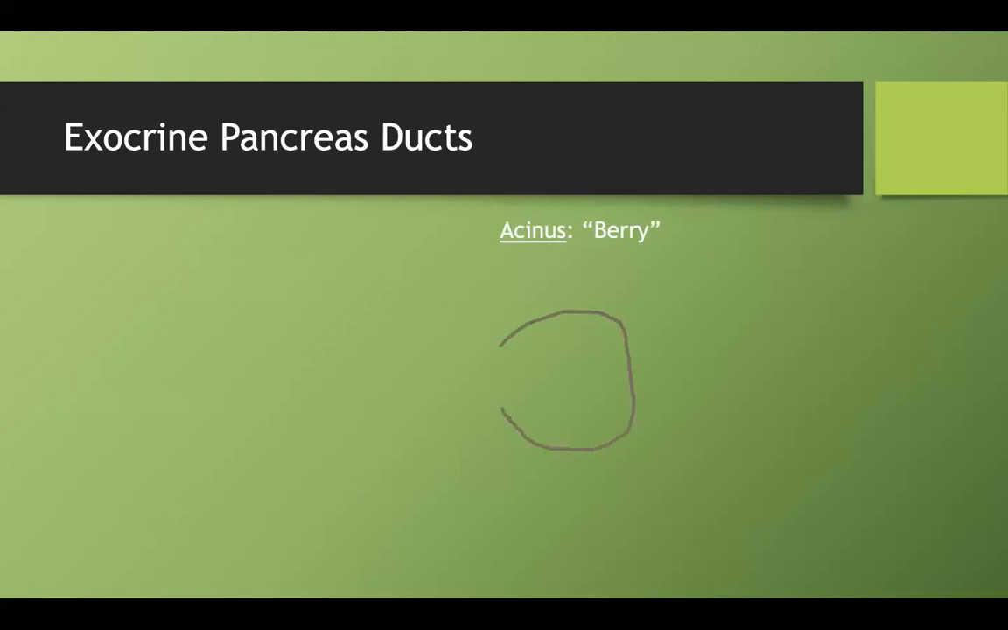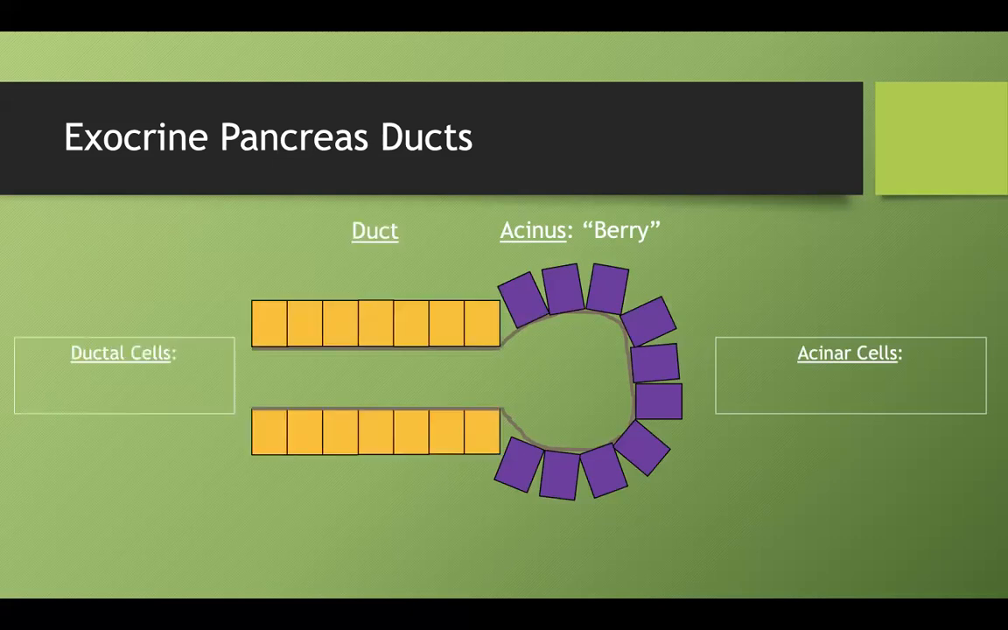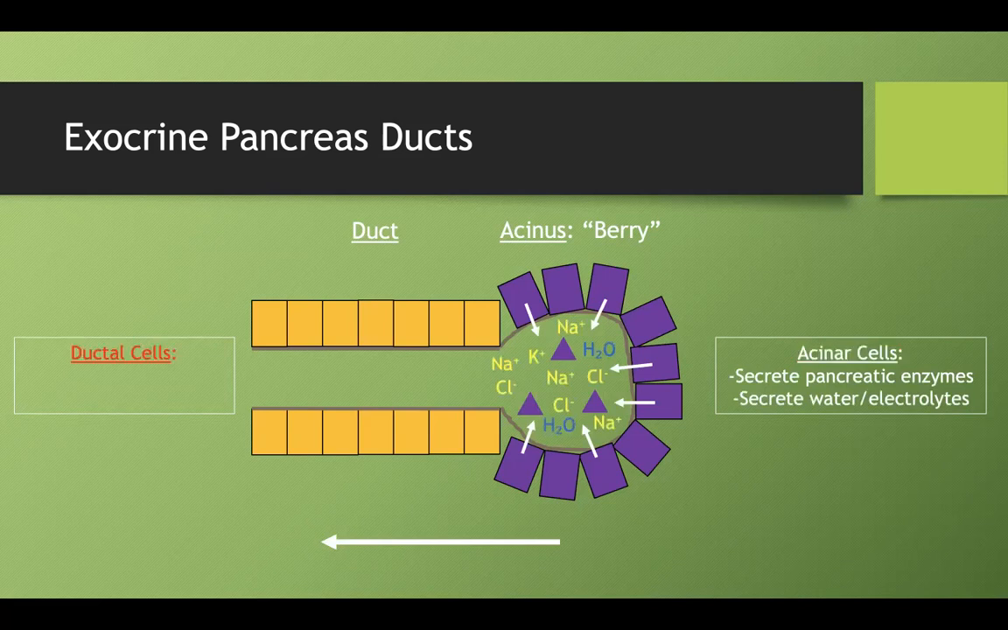So in these ducts, you have something called an acinus, or a berry, and you have acinar cells that line that. You also have a duct, which, as the name suggests, is lined by ductal cells. And the flow is going to go from this direction. You're going to be secreting stuff in this direction, and it'll flow this way, just to give you an idea. So let's talk about the acinar cells first. These are the cells that secrete pancreatic enzymes. So there you can see some pancreatic enzymes being produced. And they also secrete water and electrolytes. So all of these can be secreted by the acinar cells.